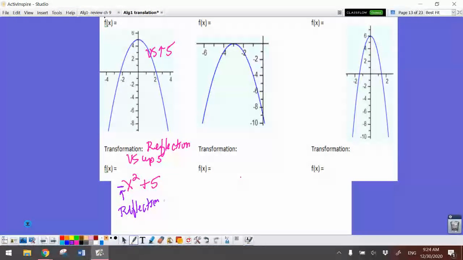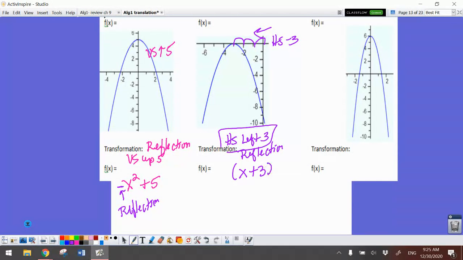How does it look if it's a horizontal shift? That's an HS minus 3, so a horizontal shift left of 3 and a reflection. If I start with this part, that would be (x plus 3) squared, which is opposite. But since it is a reflection, the negative goes in front.